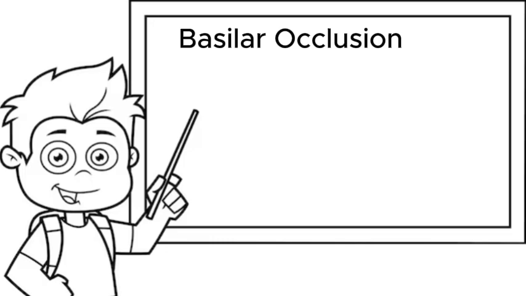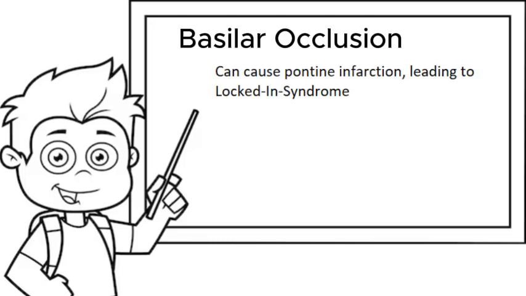Basilar occlusion is a catastrophic event. It can cause pontine infarction, leading to the terrifying locked-in syndrome. And if it's extensive enough, it can result in brainstem infarction, which can result in brain death.